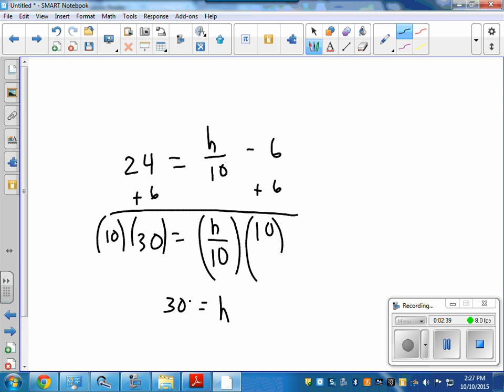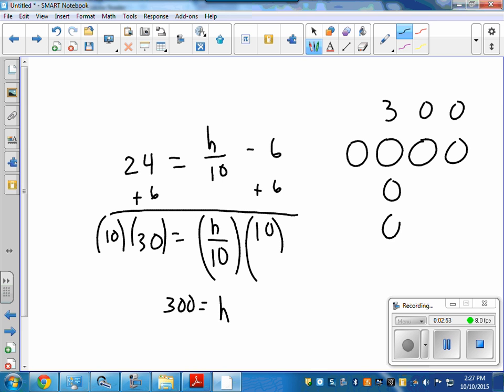Go to the grid-ins and start bubbling 300. If you look at your choices there, I would probably do it like this: 300, and then 0, 1, 2, 3. I'd fill in the 3 bubble, and then I would fill in the 0 bubbles like that.